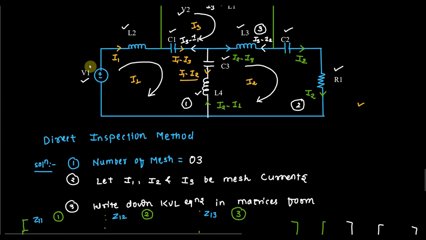Now you can see, in the first mesh, how many elements are there? There is L2, there is C1, there is C3 and there is L4. When we write the first element Z11, the meaning of Z11 is the sum of all the elements present in the first mesh. So there are 1, 2, 3, 4.